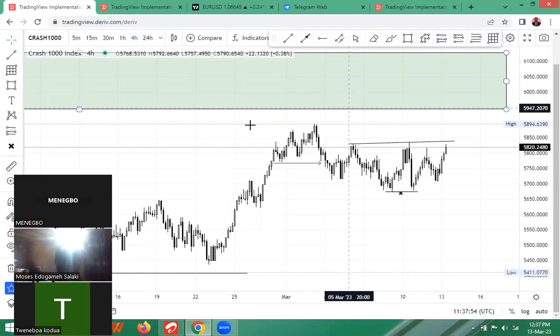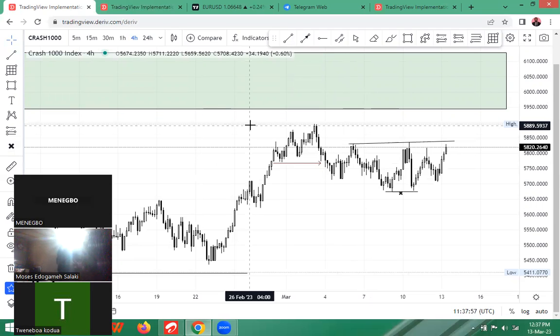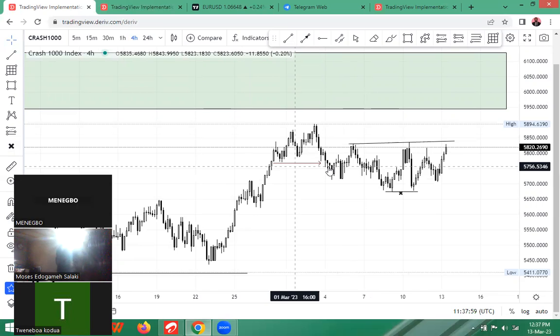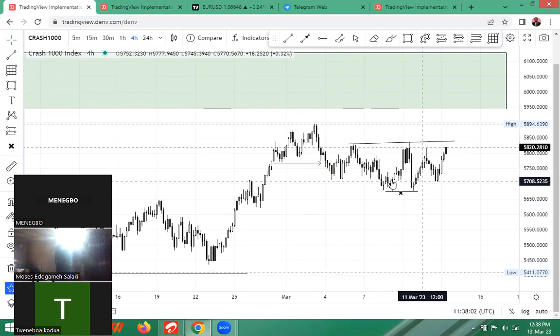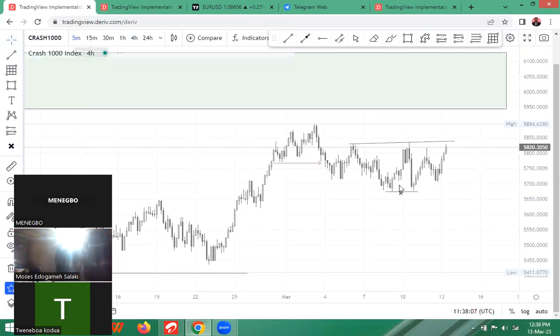Once there was an accumulation, once there was distribution, this break, I was supposed to look for buy entries around here. The buy was there on 5 minutes, but it was not clear. Let's go to 5 minutes. The buy was there, it wasn't clear.